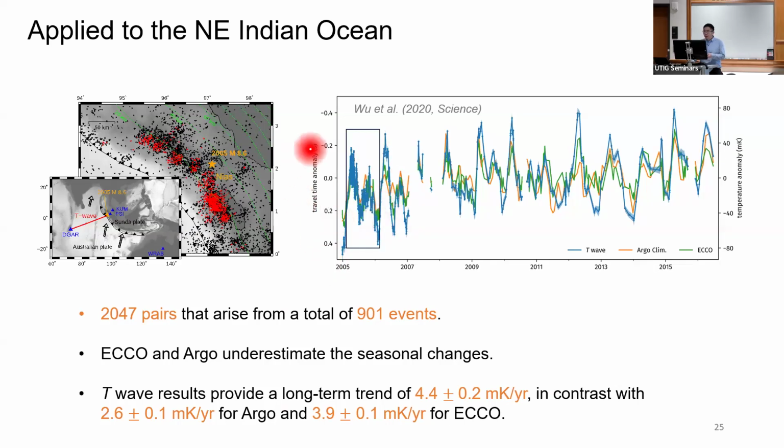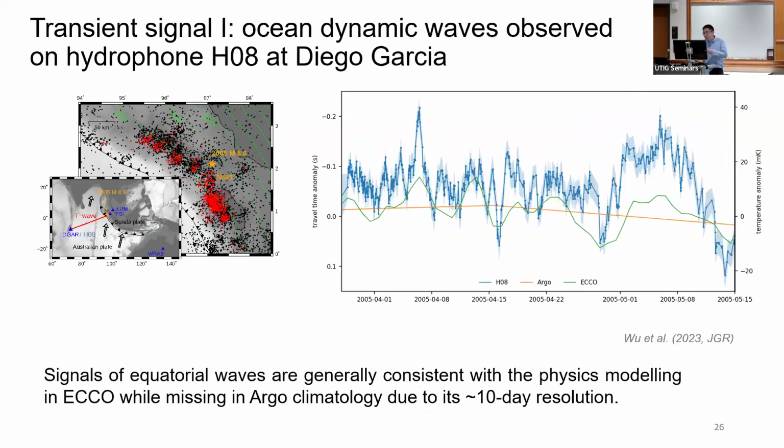If you zoom in here, you can see we have lots of repeating earthquakes. The reason is in 2005, we had the big earthquake. That big earthquake just triggered lots of aftershocks. So that means it allows us to zoom in on this time window to look at the small scale temporal resolution of the time series. And here we have about 1.5 months of time series. And you can see Argo, the orange curve, is quite flat because it has 10 days resolution.